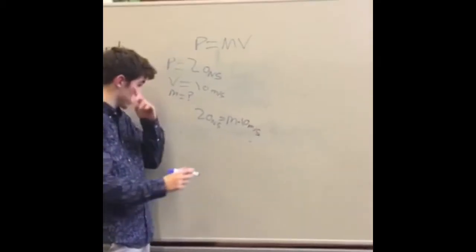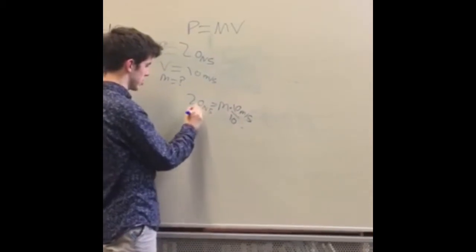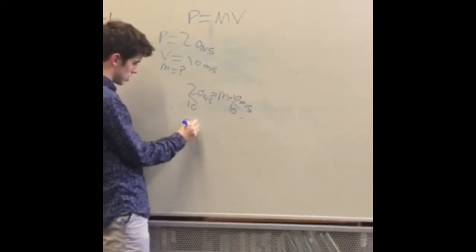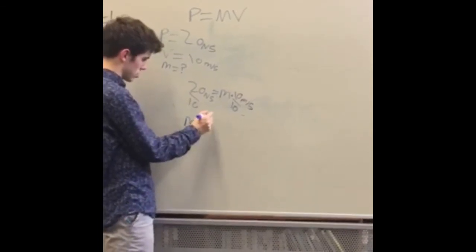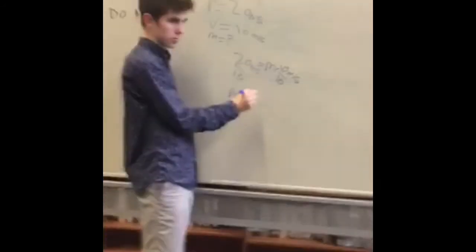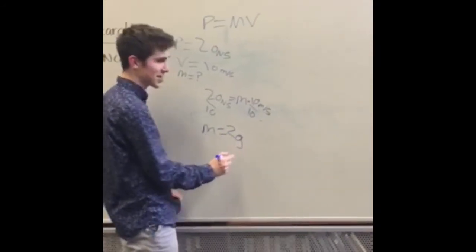And now you just do regular algebra. Divide by 10. Divide by 10. So the mass equals 2 grams. All right.